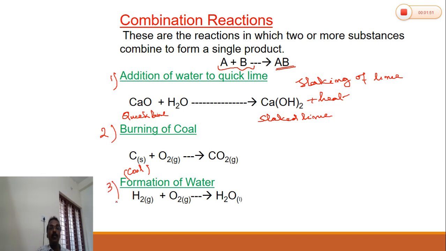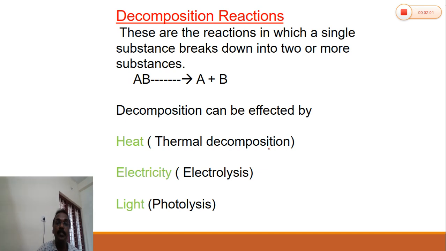Next, third, formation of water. H2 plus O2 gives H2O. Here two elements, hydrogen and oxygen, combine to form water. So this is an example of a combination reaction.